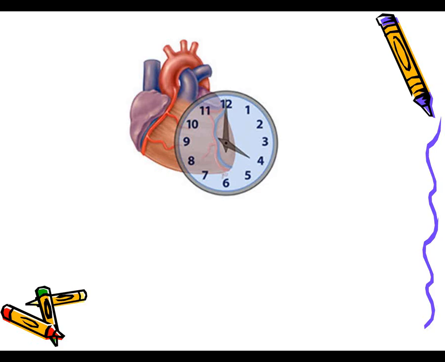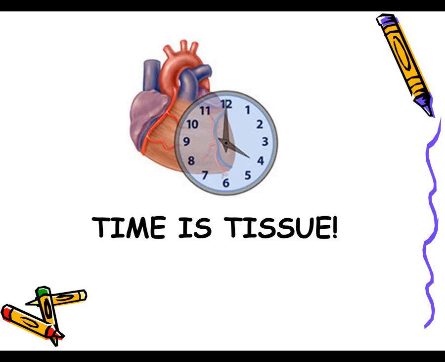So the sooner we can get to a person who's having heart-related chest discomfort resulting from a blood clot in the coronary artery and open that artery up, the better chance they have of a good recovery. So the mantra with acute coronary syndromes is time is tissue. The longer we wait to resolve this, the more tissue damage that will be done.